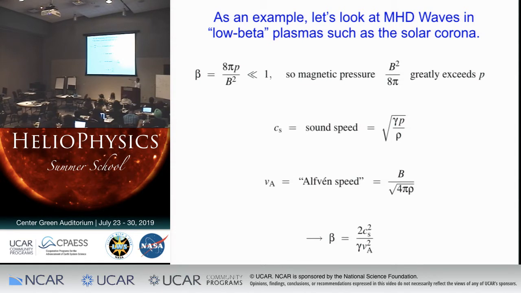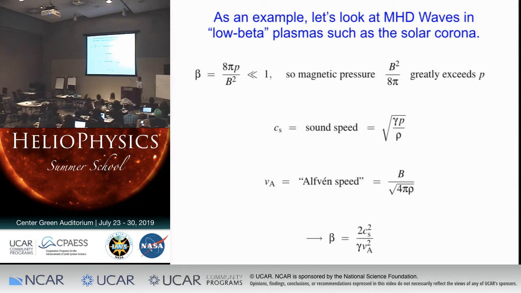The Alfvén speed, I'll actually show you a derivation of where this comes from later in this talk, but it's B over the square root of 4πρ. This Alfvén speed is the speed at which that Alfvén wave propagates along the field lines. The stronger the field, the faster the wave moves. The bigger the mass density, the more inertia there is for the oscillation to pull back, and so the slower it moves. This beta here turns out to be C_s squared over V_A squared.